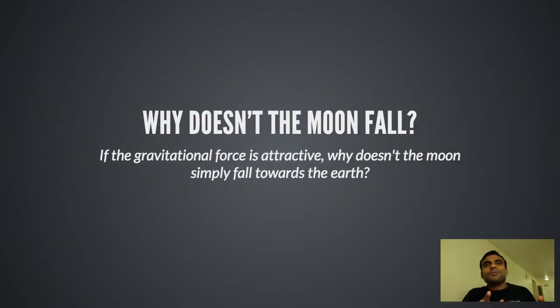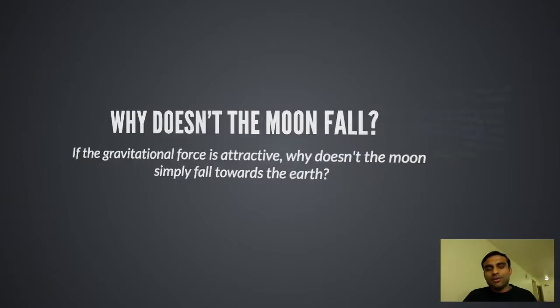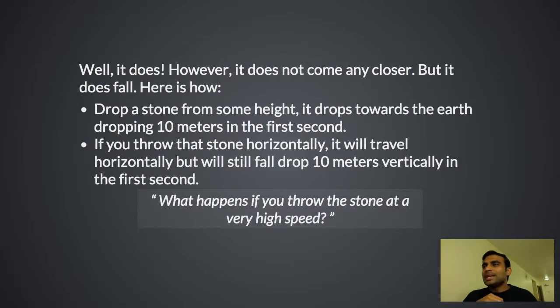Now a lot of people ask the following: if the gravitational force is attractive, if gravity is really true, why doesn't the moon fall? Why doesn't it simply fall towards the earth? Well, the answer is the following: it does. The moon does fall towards the earth. The only thing is, it does not come any closer. Now you will ask, how could it be that something falls down and yet never come closer to the earth? Well, it is possible, trust me.